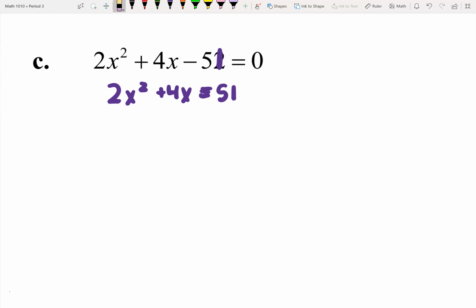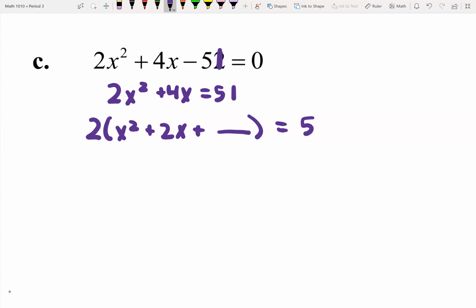Now, I didn't put my blanks in there. Somebody tell me why I didn't put my blanks in there. First, I have to take out a 2, right? So on the left side, I'm going to take out a 2. And I'm left with x to the second plus 2x plus blank equals 51. The 51 doesn't have anything to do with taking out the 2. I'm just taking out the 2 over here.